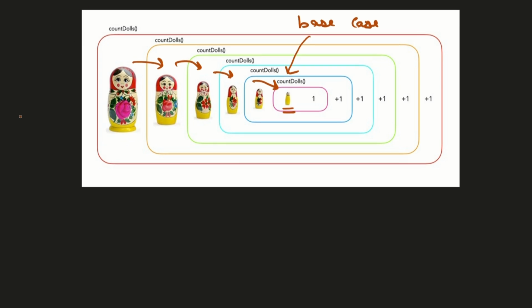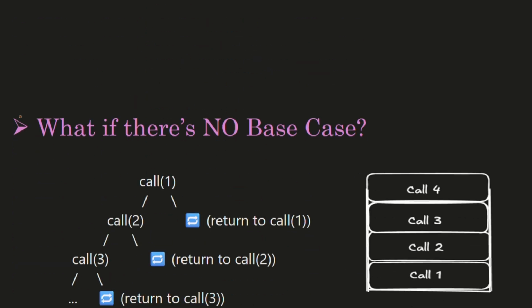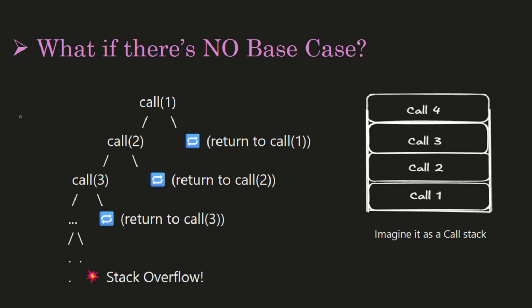Two things make it work: a small step, like move up 1, and a stopping point, called the base case, like no steps left. The base case is huge. It's when you stop breaking it down and start solving. So, what happens if there's no base case in recursion? Well, the function never stops calling itself. Each call waits for the next one to finish, but that next one also waits, and so on forever. Each of these is a function waiting on the next one, like a stack of plates.